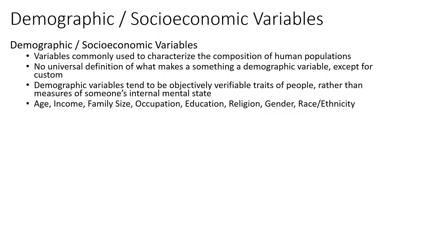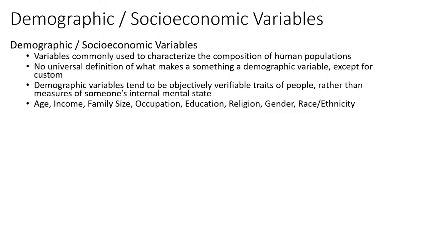Demographic and socioeconomic variables are the type of variables that are commonly used to characterize the composition of human populations. I'm sure that you are familiar with the word demographics, and you're probably familiar with the word socioeconomics. In this case, we're talking about the variables that often inform socioeconomic study. What's very interesting about this is that there is actually no universal definition of what constitutes a demographic variable versus not a demographic variable, except for common practice. In fact, if you Google right now for information about what defines a demographic variable, you'll notice that in most cases, the definitions aren't really a definition. Instead, they're just providing a list of examples of those types of variables that we study.